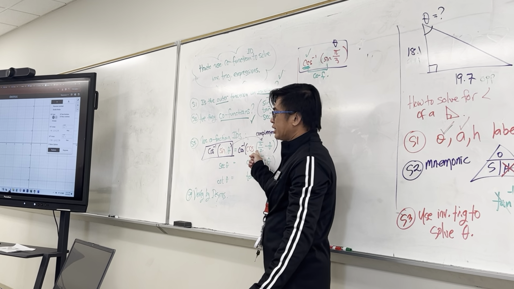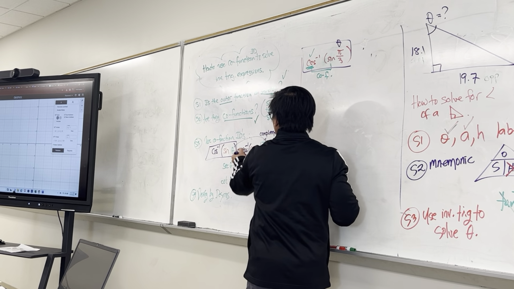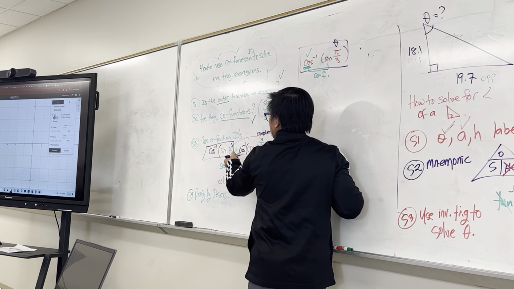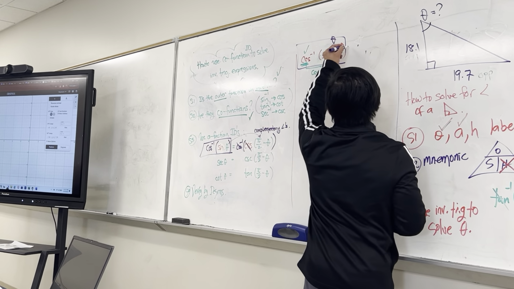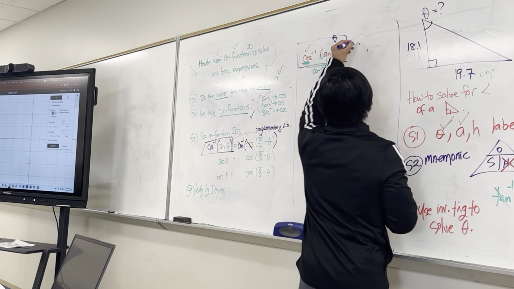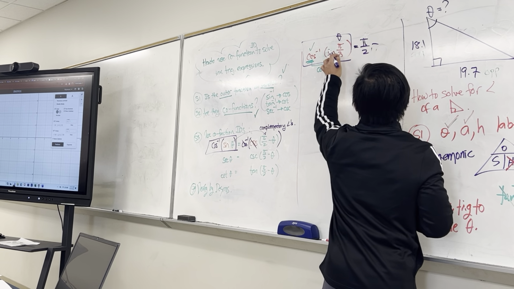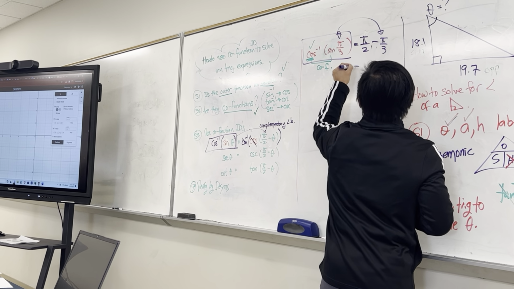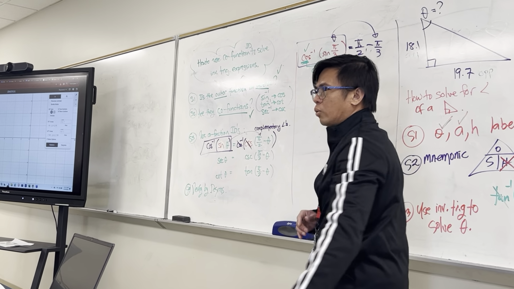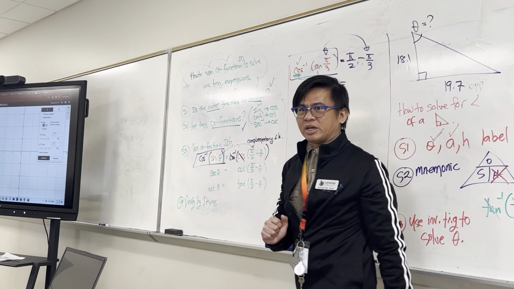Now what's gonna happen to the right side? What's cosine and cosine inverse gonna be? Cancel out. Max. They will cancel out, right? Very good. So that means what's gonna be the answer in here? Pi over 2 minus whatever your theta is. What is that again? Pi over 3. All right. So what's the complementary of pi over 3?